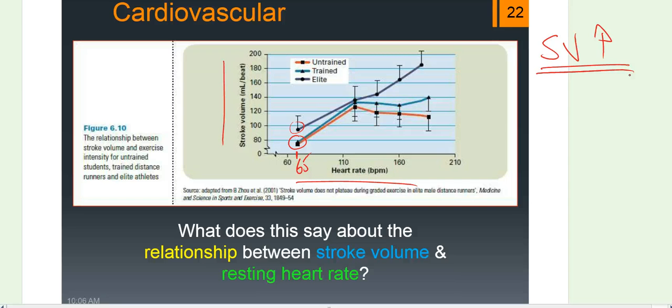So what does this actually mean? It means that for an elite athlete, their heart does not have to beat as often to work at the same intensity, because with each beat they're delivering a greater amount of blood to the working muscles, so they're delivering a greater amount of oxygen. So heart rate correlates to the amount of oxygen we need to deliver to our working muscles.